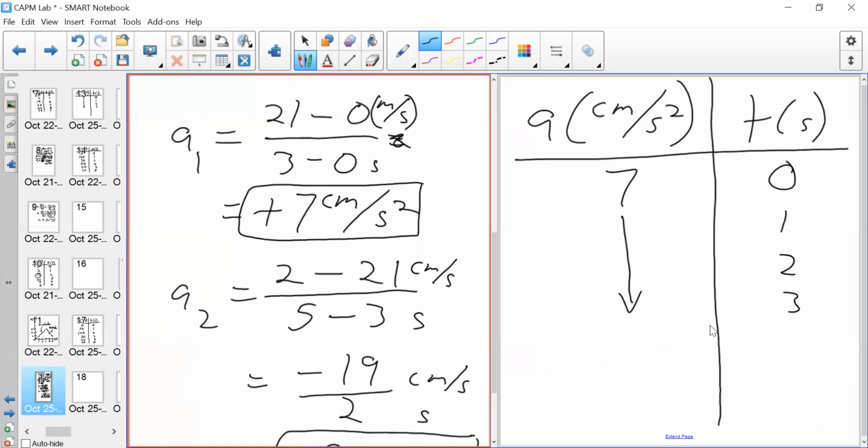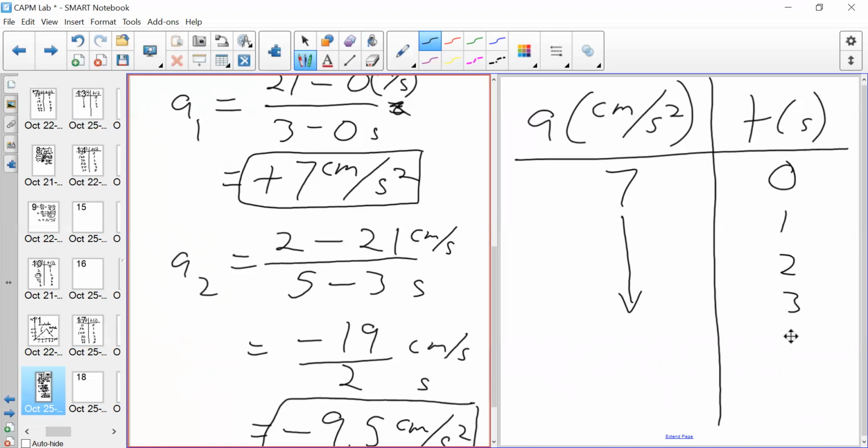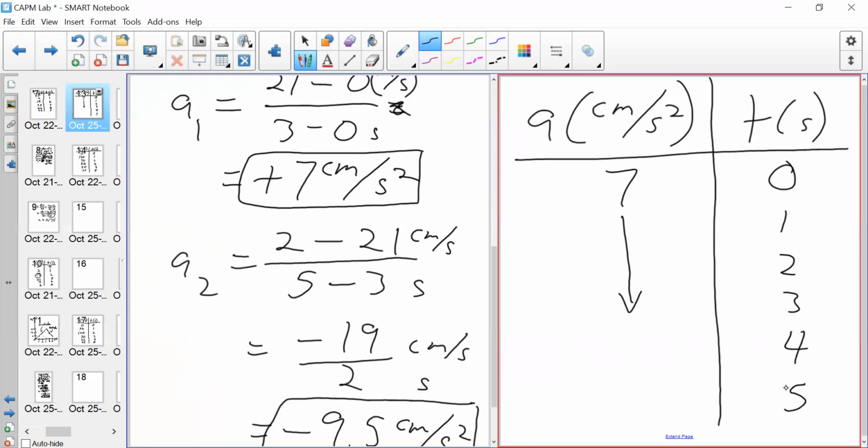0 to 3 seconds. And then from 3 to 5 seconds, basically at 4 and 5, there is a deceleration, negative acceleration of negative 9.5. So negative 9.5 here. You can write it again if you want. It's only 2 values, and you just draw the arrow. So that just basically says from 0 to 3, we have a constant acceleration. And then from 4 to 5, we have a constant deceleration.